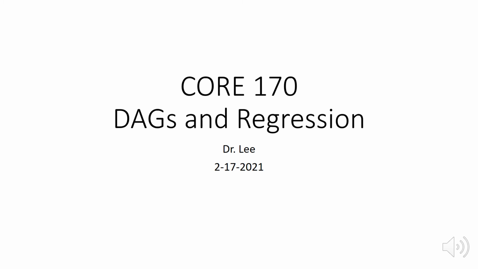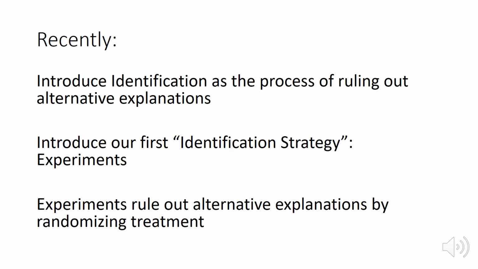So our topic today is DAGs and regression, which sounds really mathy. Let's get into it a little bit, right? What we've done recently is introduce identification as the process of ruling out alternative explanations. And this is really important for coming up with causal effects. We want to rule out alternative explanations.